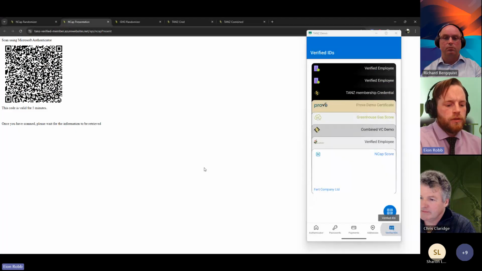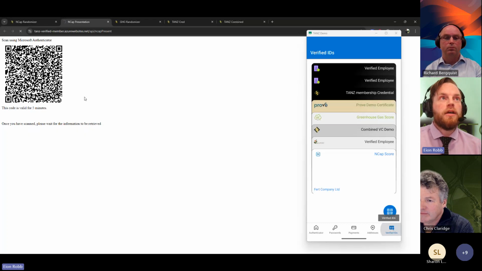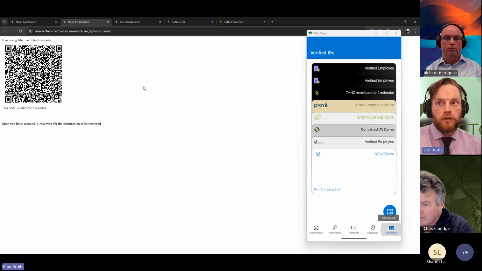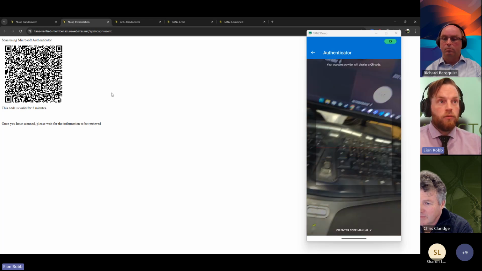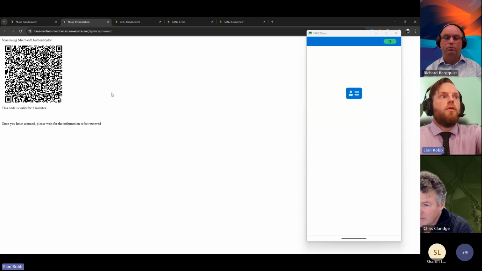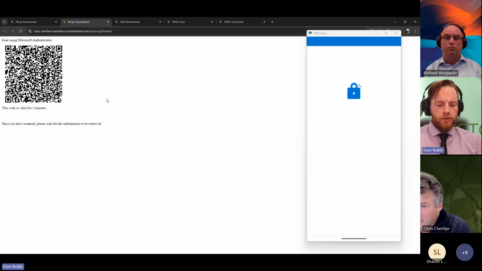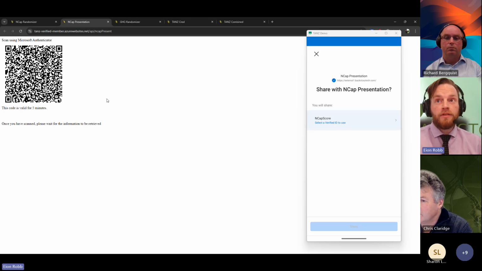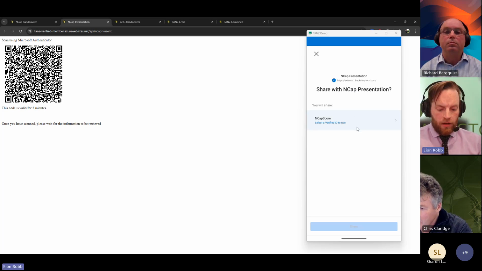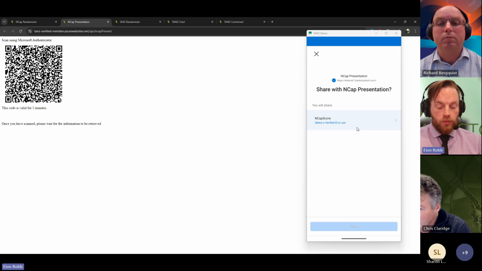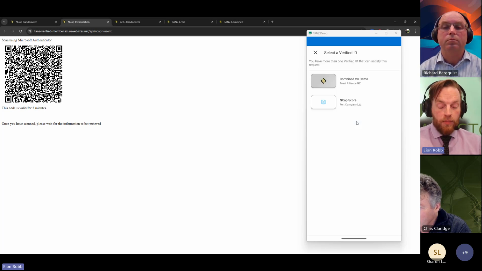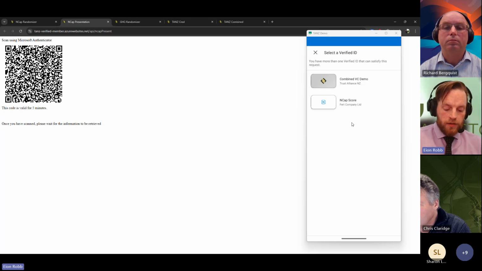Demo number 2, presentation. Let's just reload that in case it's expired. These QR codes only last for a few minutes, as it mentions here in the demo. So I am going to request data from the farmer from my website. The farmer's then asked, what do you want to share? In this case, we're after an NCAP score, so we've specifically said what the type of data is. I've got 2 different sources of that NCAP score, the one we just scanned in before, as well as one from previous.